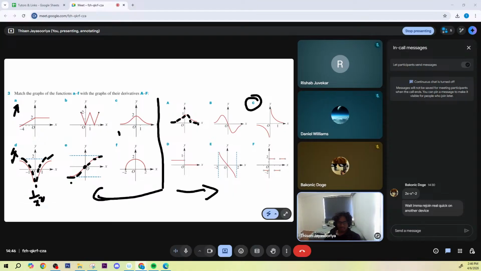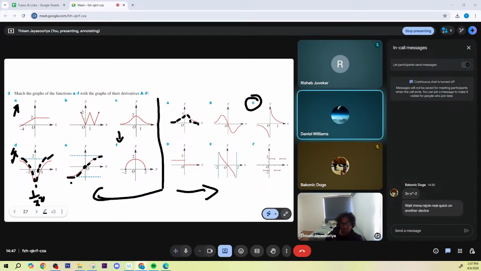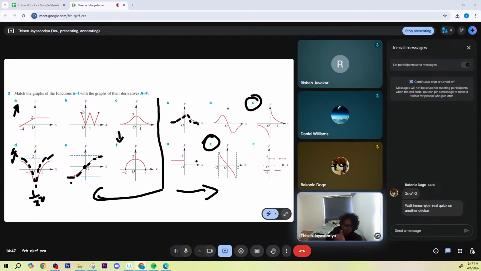And then the last one, F. What's the derivative of F? You guys should be able to guess it. So it's the last one left. E. Yeah, it's just E. Any questions behind that?